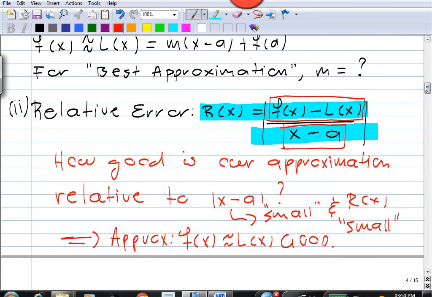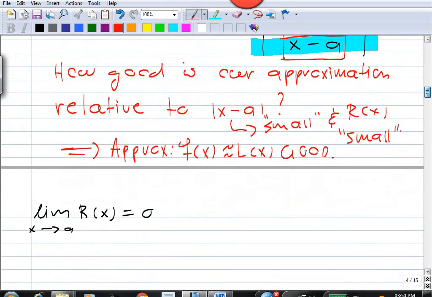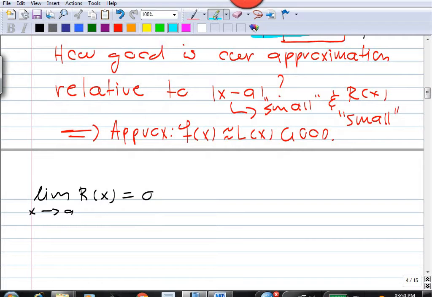Now, in fact, we want this approximation to be very good as we take x close to a. So we require the limit of the relative error to be 0 as x goes to a. In other words, our error becomes negligible relative to the distance between x and a as the distance between x and a becomes small. Now, what is our relative error?